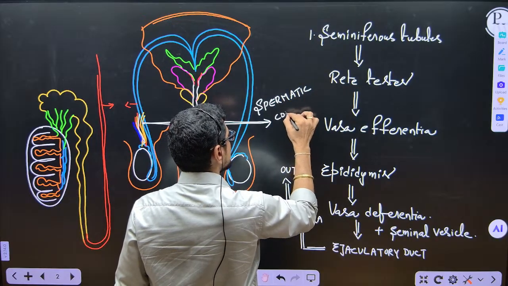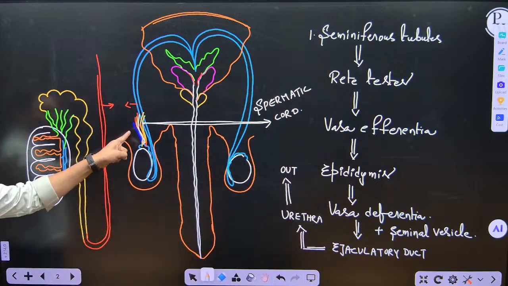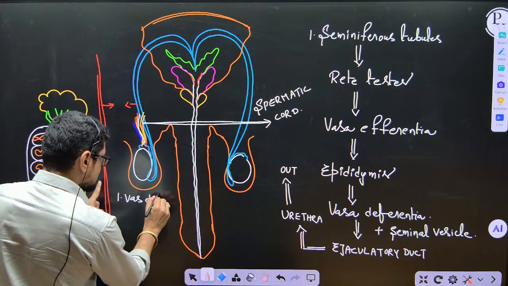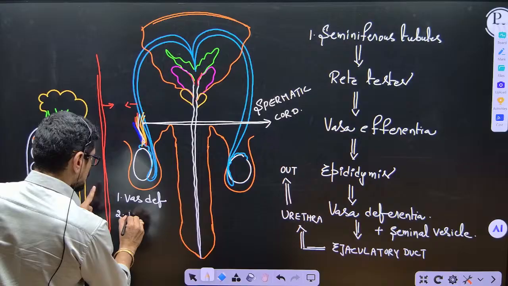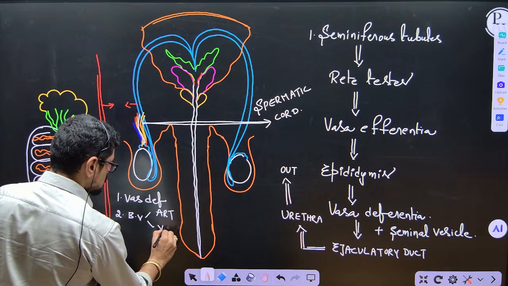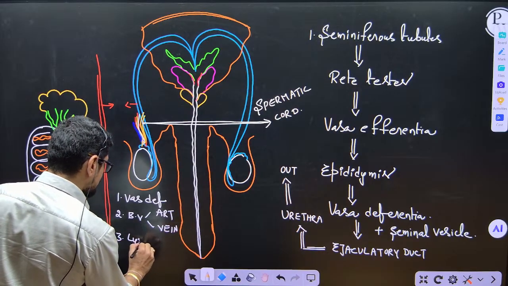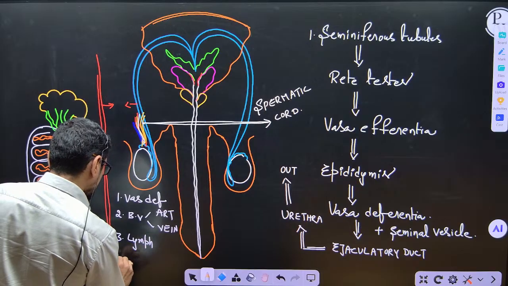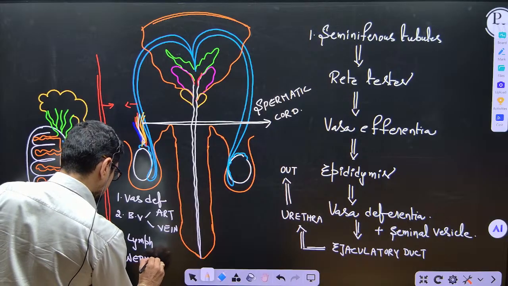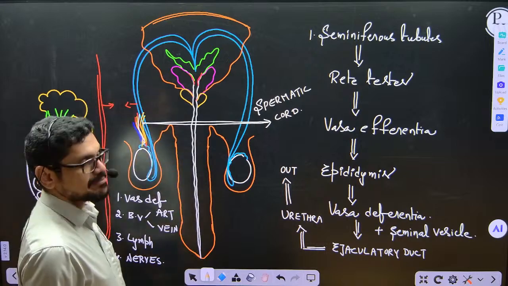Spermatic cord. So what is spermatic cord? Spermatic cord is nothing but an area where, number one, the vas deferens is present. Number two, blood vessels are present. In the blood vessels, arteries and also veins are present. Number three, lymph vessels are also present. Number four, nerves are also present. All combined together form a bundle, and that bundle is called spermatic cord.